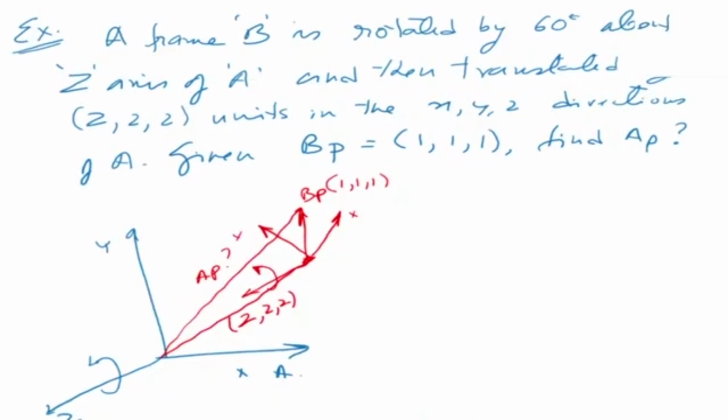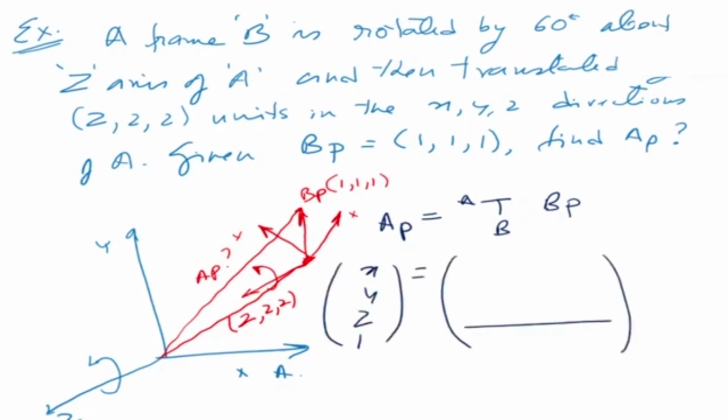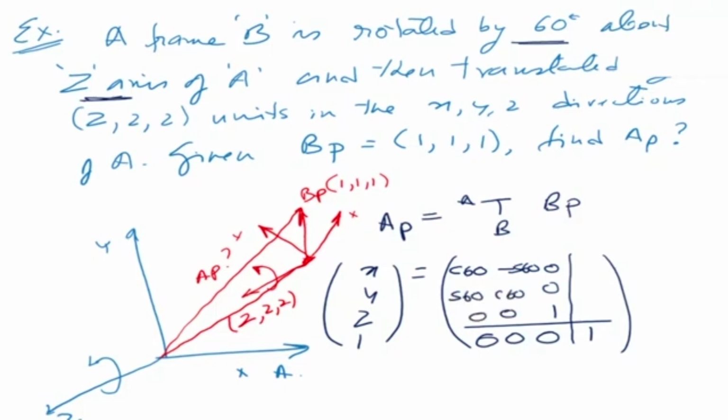Okay. Now, let's write down AP is equal to T from A to B, the homogeneous transformation matrix, into BP. So XYZ1 is equal to our 4 by 4 matrix. When you start writing it, you can always write the last row as 0, 0, 0, and 1 to start off because it's always the same. Okay, and then we can fill in the others. It's a rotation of 60 degrees about the Z axis. So the rotation is cos 60, minus sin 60, 0; sin 60, cos 60, 0; 0, 0, 1. Right? This is my rotation matrix.